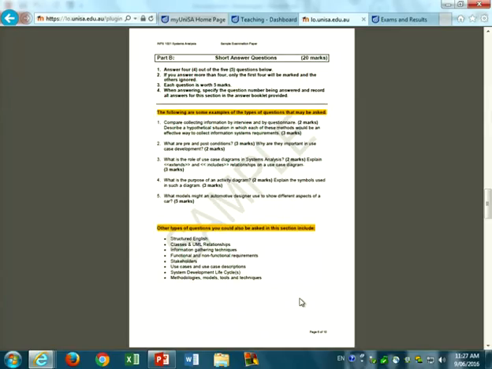Part B, answer 4 out of the 5 questions below. Again, if you answer the first 4, that's fine. If you answer all 5, only the first 4 will get marked. Now, I've got the solutions to these. I will put the solutions to these on the website.